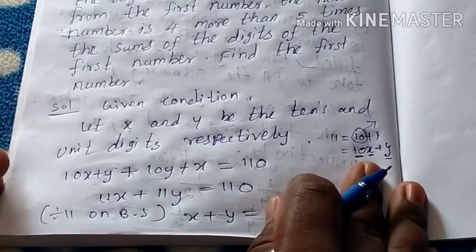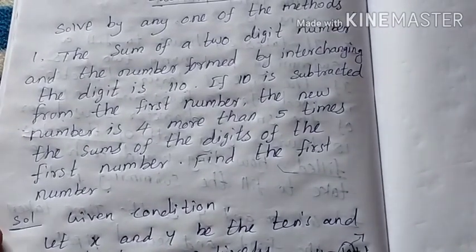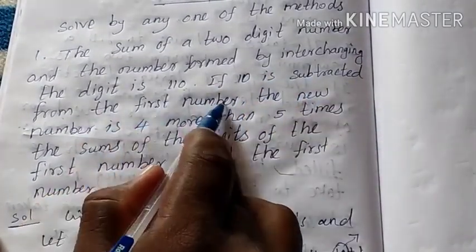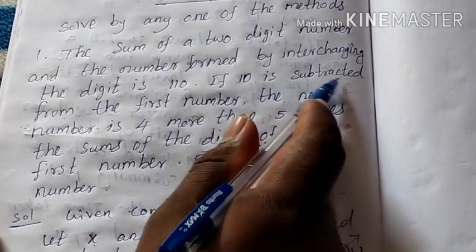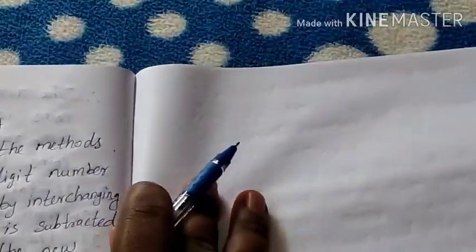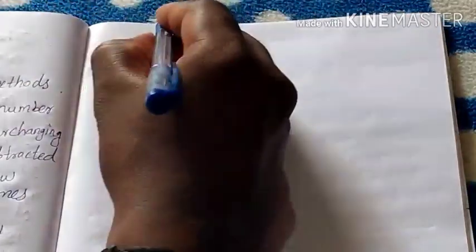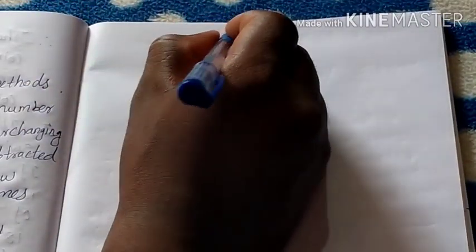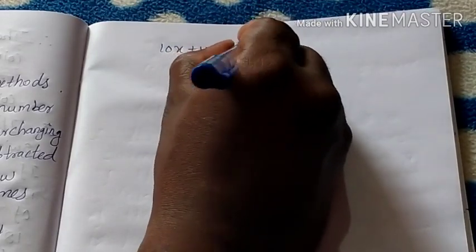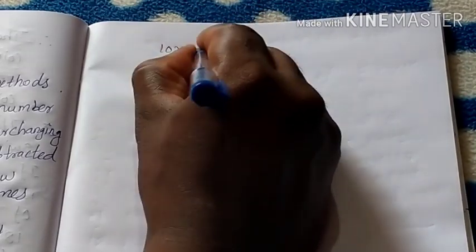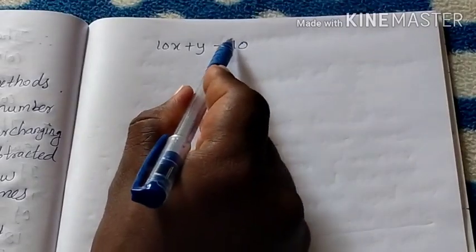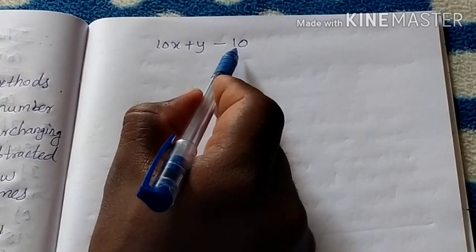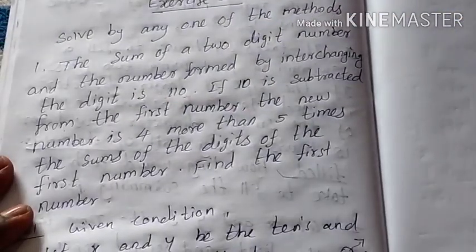Okay, then use the second condition. Listen carefully. If 10 is subtracted from the first number, the first number is 10x plus y. This is the first two-digit number. 10 is subtracted from the first number. Have you understood the condition? Okay, then continue our question.